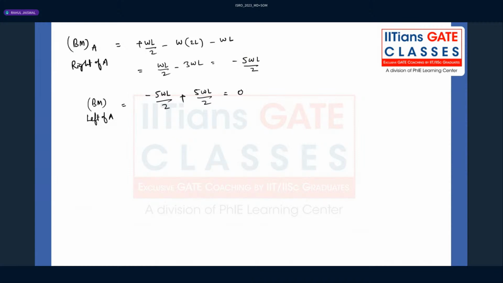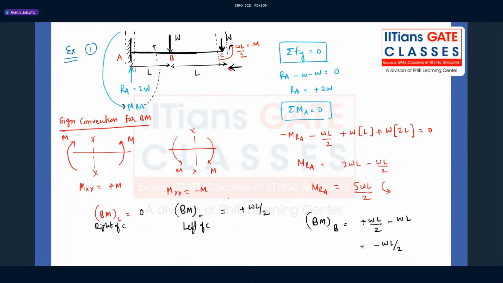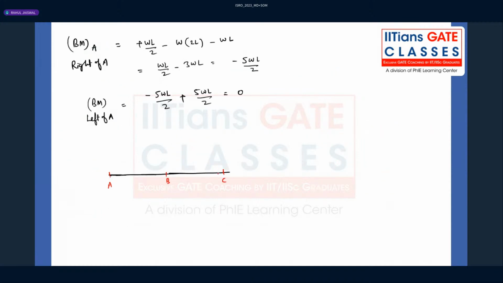You can cross-check whether you are going in the right direction or not. At the end of the bending moment calculation, you have to check whether you are getting 0 or not. So when you draw the bending moment diagram, you will get this. Here we have point A, point B, point C. At point C, how many values are there? 0 is there, plus WL by 2.